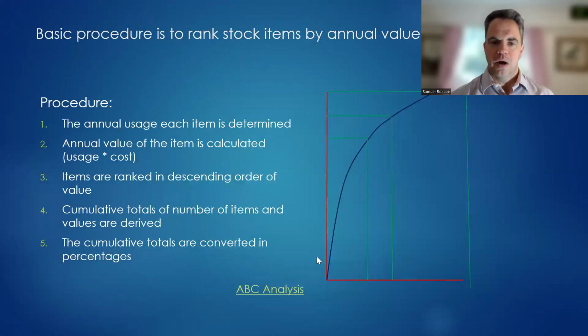So finally, what we try to do is find out the annual usage for each item. We then take the value of the item, so we take our usage or our demand times our cost, and then our items are ranked in descending order. We look at the cumulative total for those items, and then we convert them into percentages, finding out what those 20% of items are. They equal 80% of my value, etc.